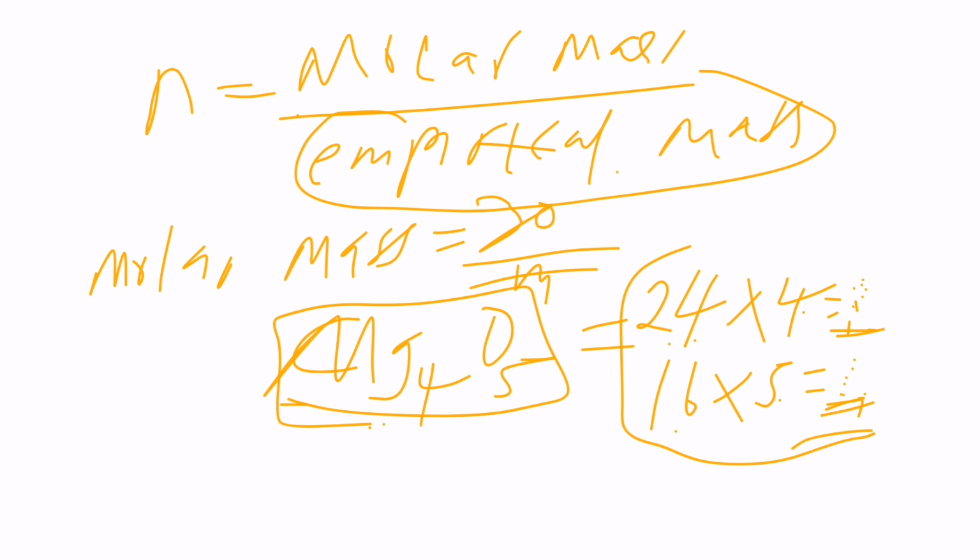Then when you go back to the question, you go back to the formula for calculating the molecular formula. The empirical formula is Mg4O5, and then we multiply by n: n times 4, n times 5. That is how we calculate the molecular formula. So it is simple and easy.